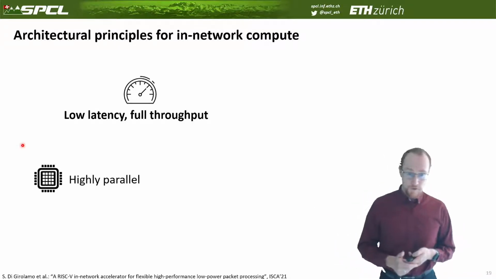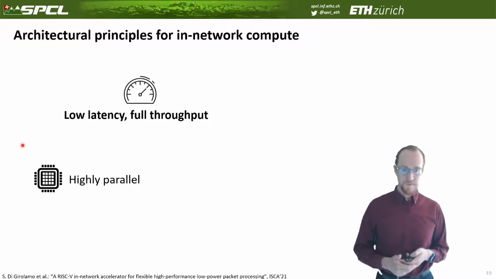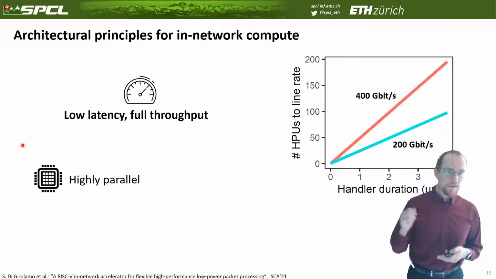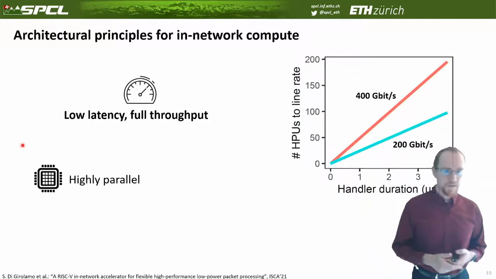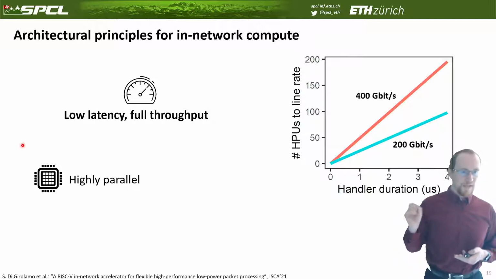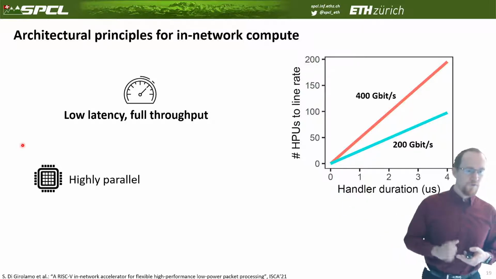Of course, in order to run at line rate, we need highly parallel implementations, highly parallel devices, because 400G is a lot. It's 50 gigabyte per second, and we now need to process this on relatively lightweight RISC-V cores in our example, so we need lots of those cores. And now you could actually look at the theoretical requirement, how many handler processing units of the type I'm going to talk about in a couple of minutes do we need in order to support handlers running for a certain time. So here we go between 1 and 4 microseconds.